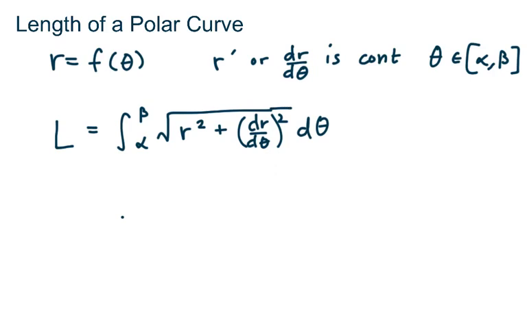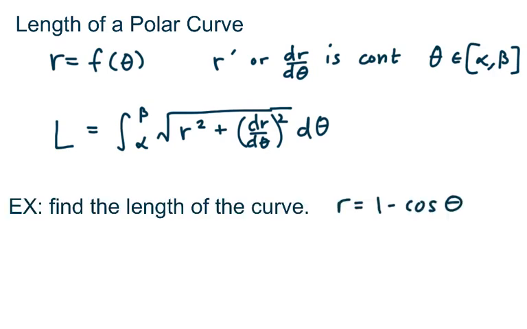d theta. And if you remember, our previous arc length formula when we learned this earlier in the semester was the integral from a to b of the square root of 1 plus (dy/dx) squared dx. Okay, so very similar formula, just a little bit different. Let's apply it now to an example.